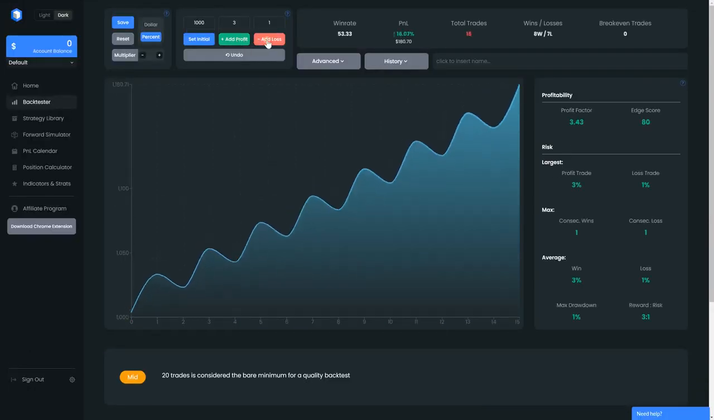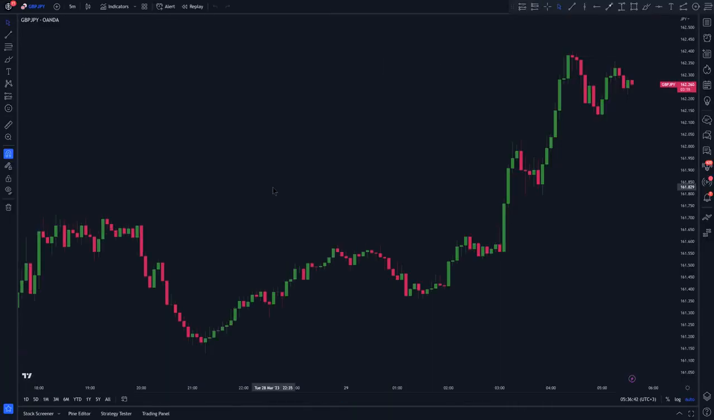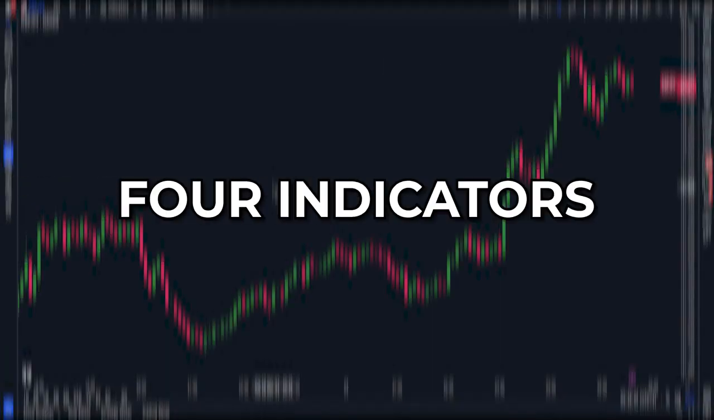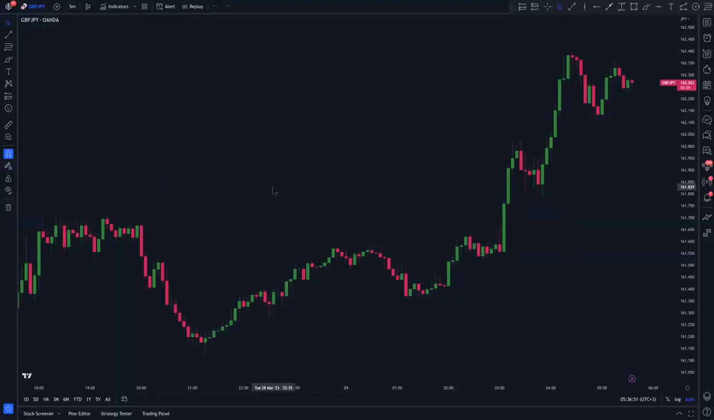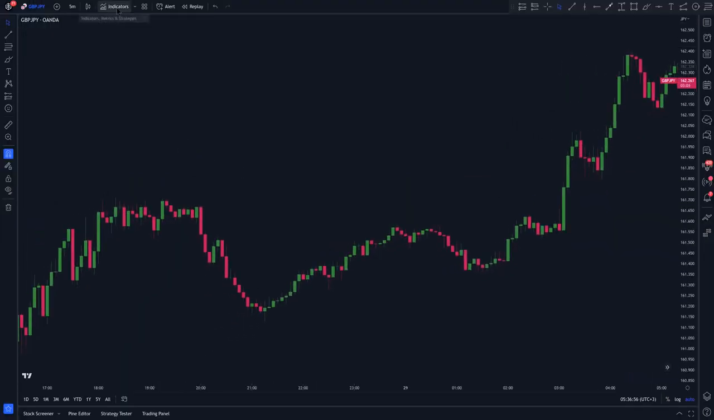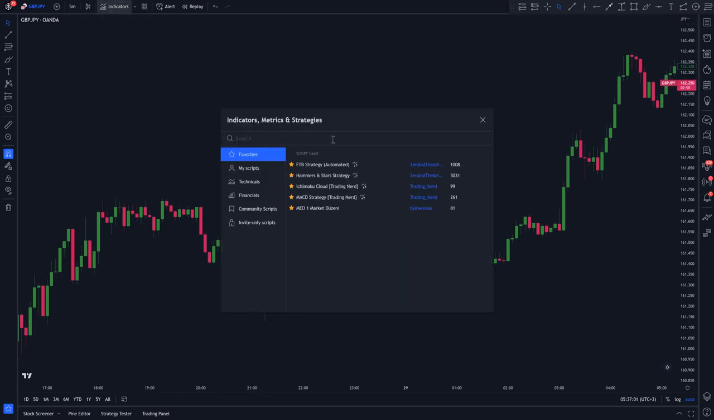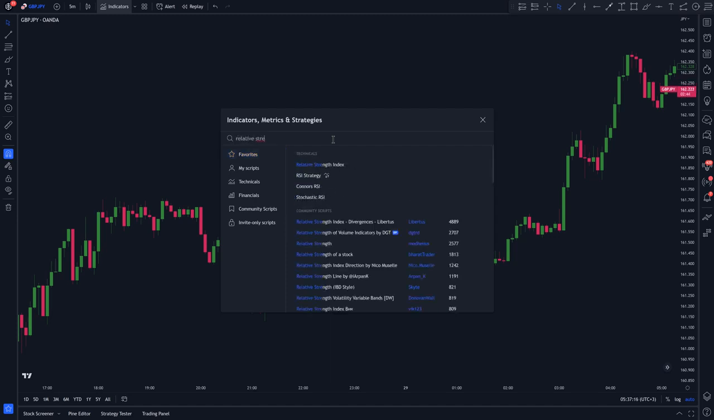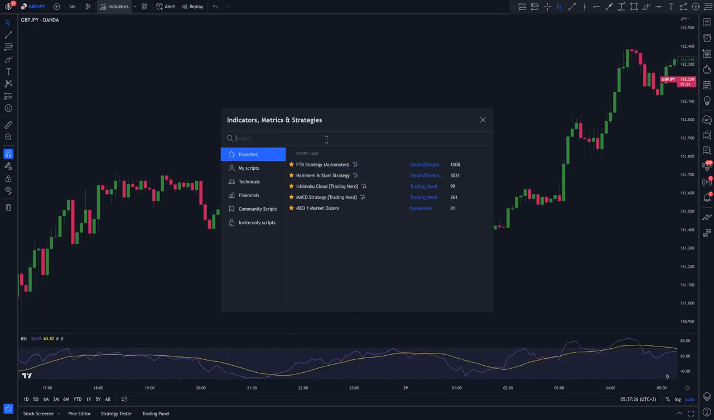Let's get into it. Now, this strategy consists of 4 different indicators. To add them to your chart, you're going to go to TradingView, click on Indicators, and then start typing. The first indicator, which is also the core indicator of this strategy, is the Relative Strength Index. This one under Technicals. The second indicator is a Buy-Sell indicator called Twin Range Filter. This one by Colin MCK.